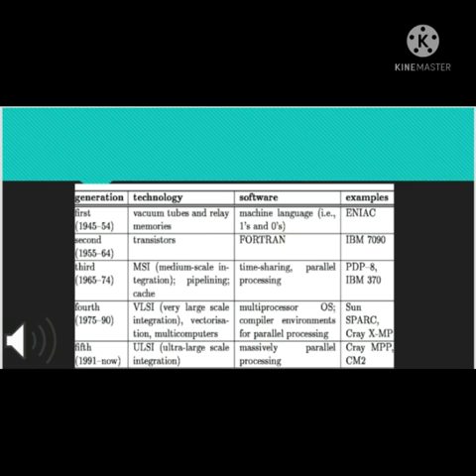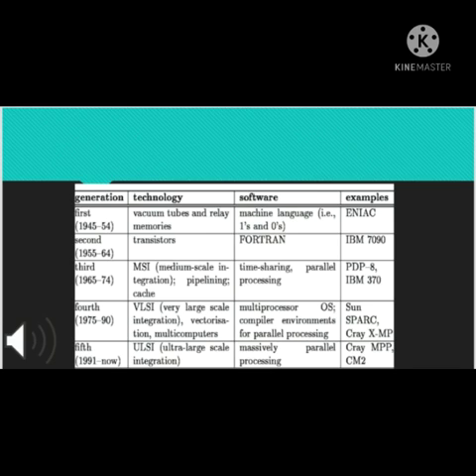Next one is generations of the computer architecture that are used. In the first generation, 1945 to 54, the technologies used were vacuum tubes and relay memories, and the software used in the first generation is machine language, that is ones and zeros. Examples are ENIAC.